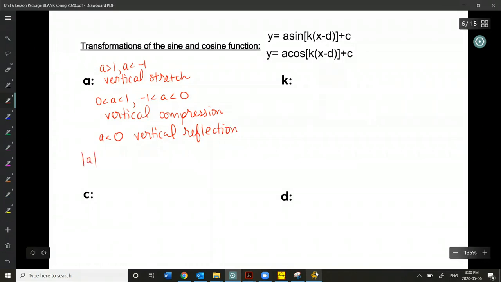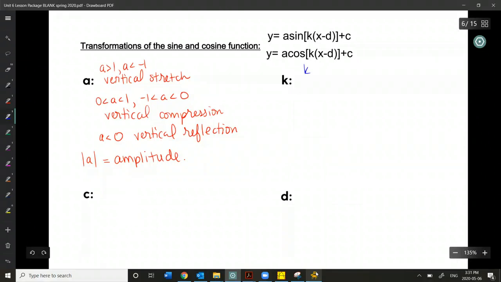A also tells us information about the amplitude of the periodic function. So if we take the absolute value of a, and just to remind you, if you're not completely sure what absolute value is, the job of the absolute value function is to make any value that's put into it positive. So positive values that are put in remain positive, but negative values that are put in are made positive by the absolute value function. So the absolute value of a will actually equal the amplitude of your periodic wave function.